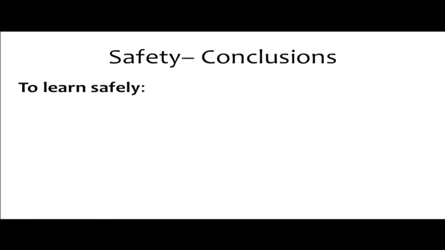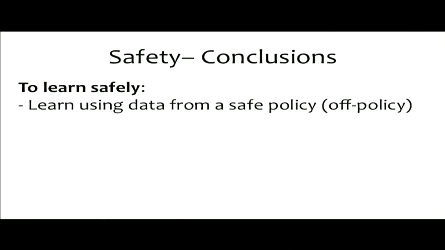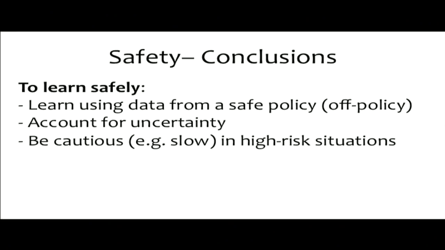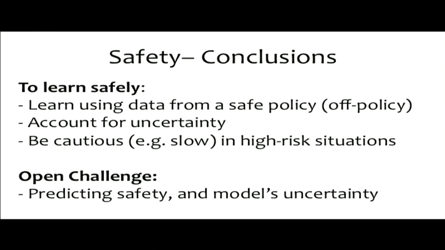So some conclusions: to learn safety, we can use data from a safe policy, off policy, in order to learn and also account for uncertainty and be cautious in high-risk situations. And as I just mentioned, an open challenge is being able to predict safety into the future and reason about the model's uncertainty when you're making these sorts of predictions.